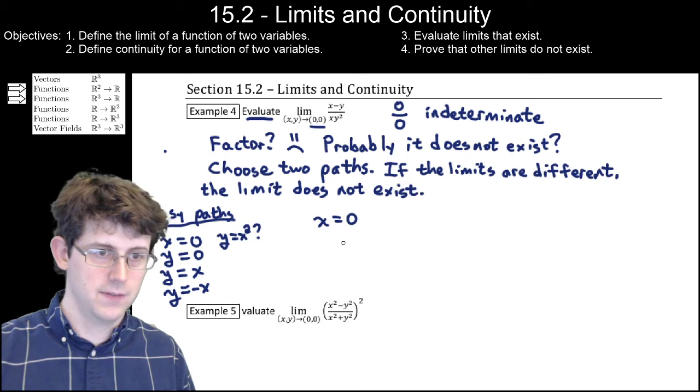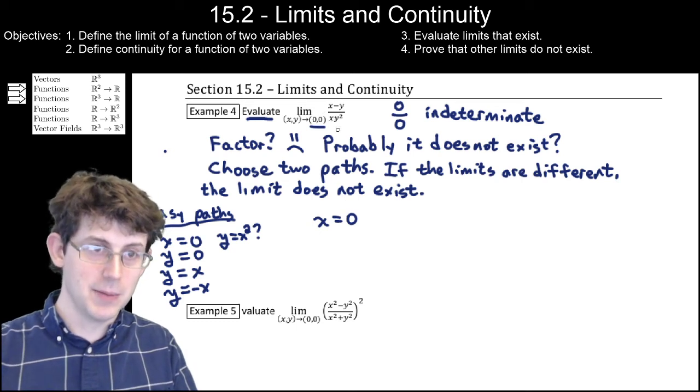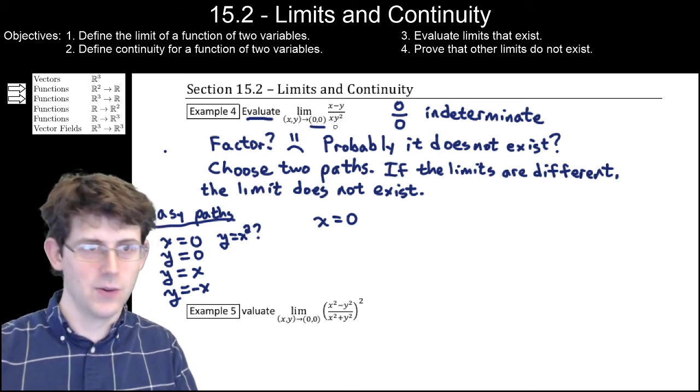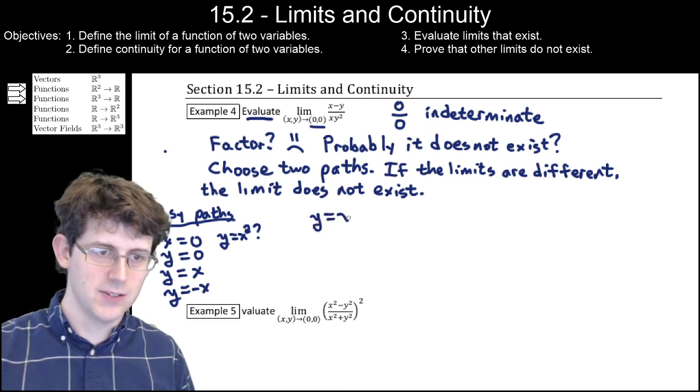I can't do x equals 0, because if I try to approach along the path x equals 0, I will do that by plugging 0 in for all the x's to start, and then the whole thing is ruined, so that's not good. So I can't use either of the zeros. I'll use y equals x to start.